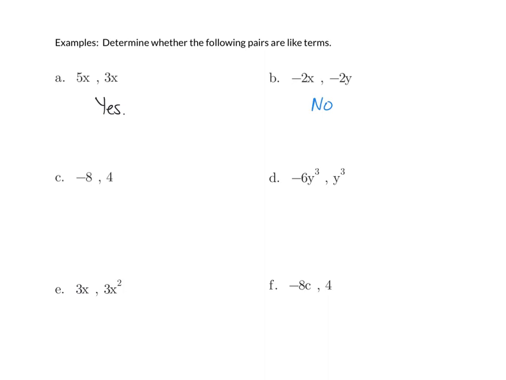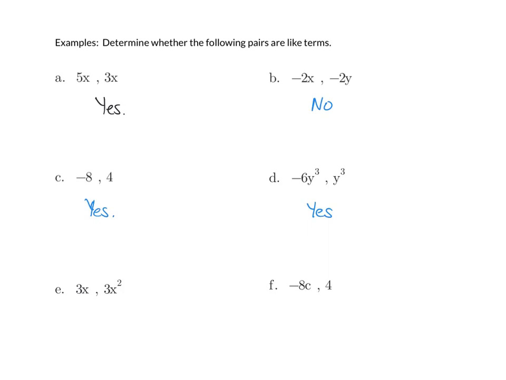Okay, example C, what about negative 8 and 4? Are these like terms? And the answer is yes. These are both, we call it, constant terms. Both of them have no variables, and so they are considered like terms. Okay, what about negative 6y cubed and y cubed? These ones are like terms. They both are y cubed terms.